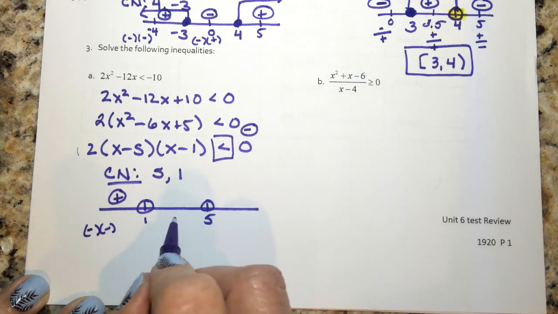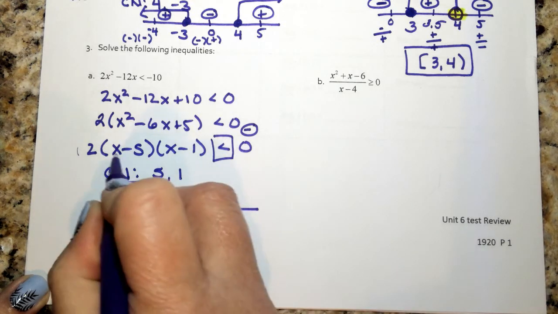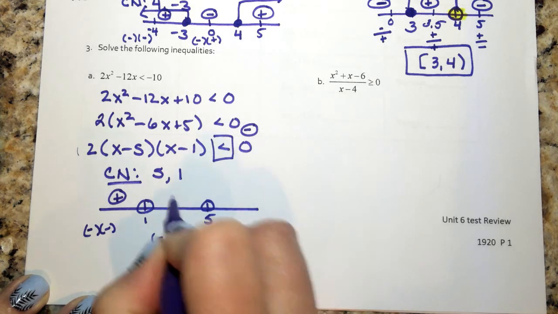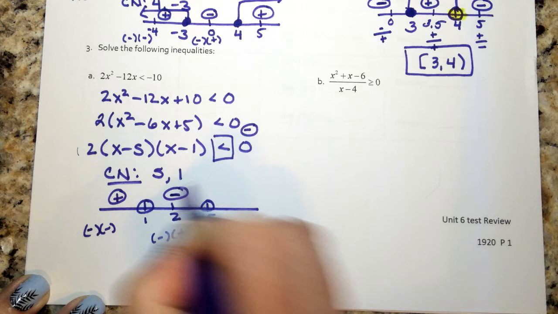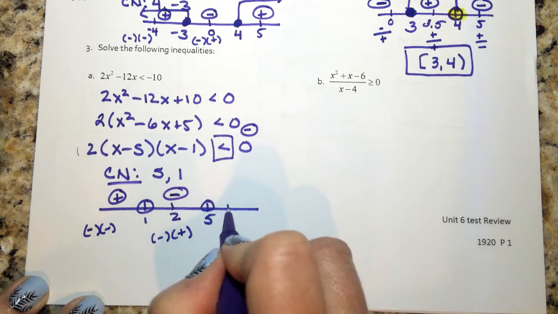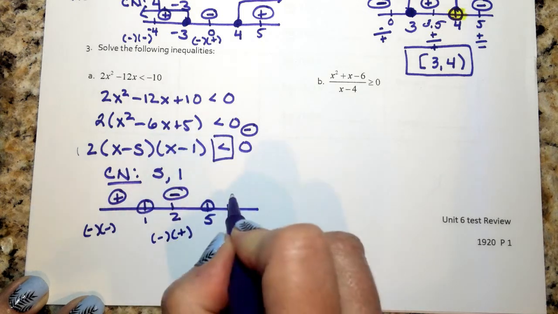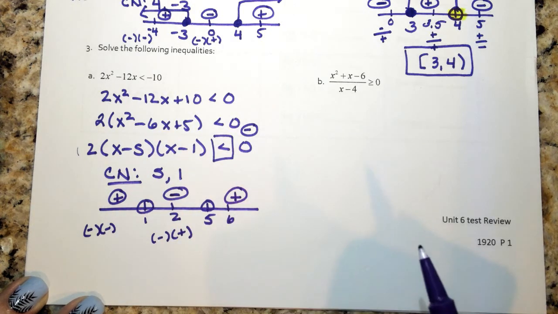Pick a number between 1 and 5, so I'll use 2. 2 minus 5 is a negative number. 2 minus 1 is a positive number. So a negative times a positive will produce a negative answer. Pick a number greater than 5, which is 6. 6 minus 5 is positive. 6 minus 1 is positive, so that's going to give me positive.